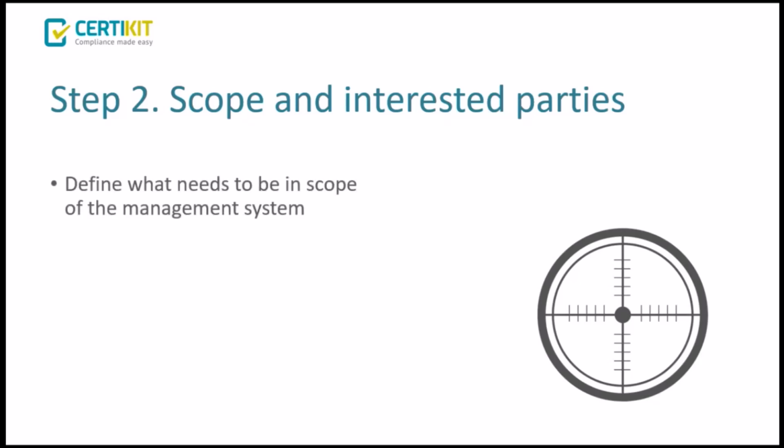So you need to define what needs to be in your scope. You also need to think about your interested parties. Now, interested parties fall under three categories. They can be either people or institutes or entities that can be affected directly by your BCMS, or they can be perceived to be impacted by your BCMS. And finally, they can impact your BCMS. So you've got to identify who can be affected by, think that they can be affected by, or can affect your business continuity management system.